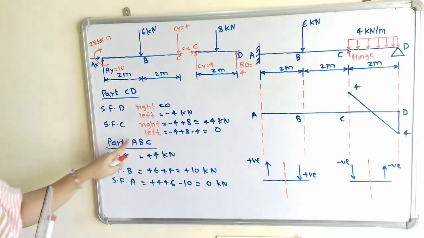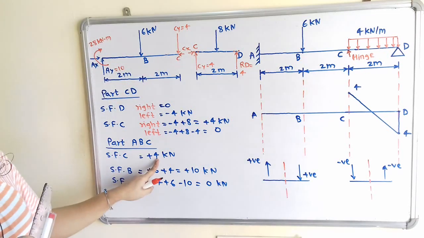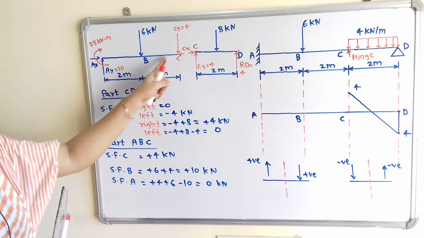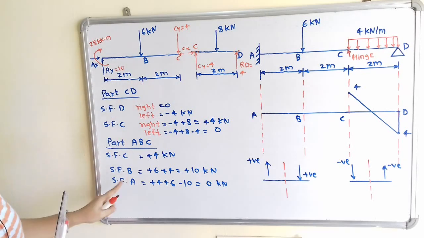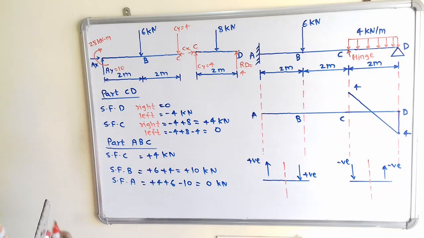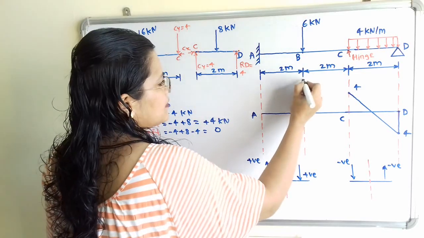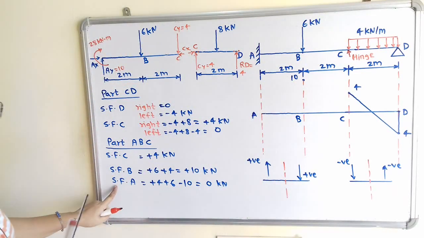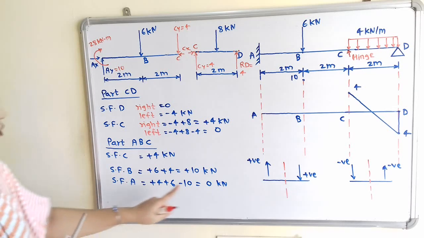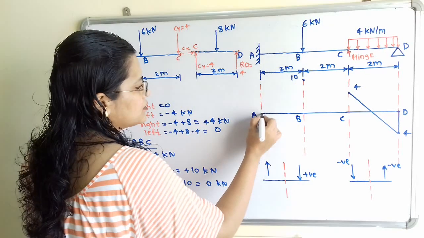Now we will move to the second part. So for second part at point C, again plus 4 kilonewton. Now we will move to the left hand side. So we have to take the value of B. So shear force at B is plus 10 kilonewton. So we have to plot here the number 10. Now shear force at A. So at A the value is 0. So we will plot here the 0 number.